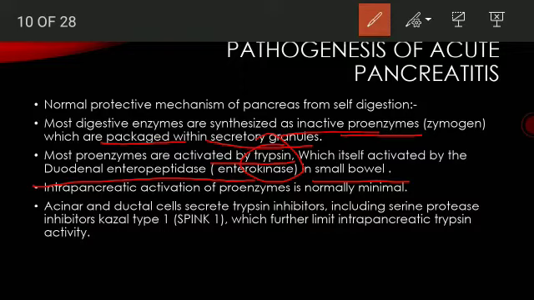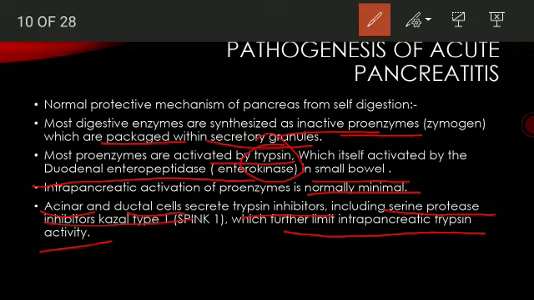So intrapancreatic activation of proenzymes is normally minimal. In the pancreas there are acinar and ductal cells which secrete trypsin inhibitors, which further limit intrapancreatic trypsin activity. This trypsin inhibitor includes serine protease inhibitor Kazal type 1, the SPINK1 gene.